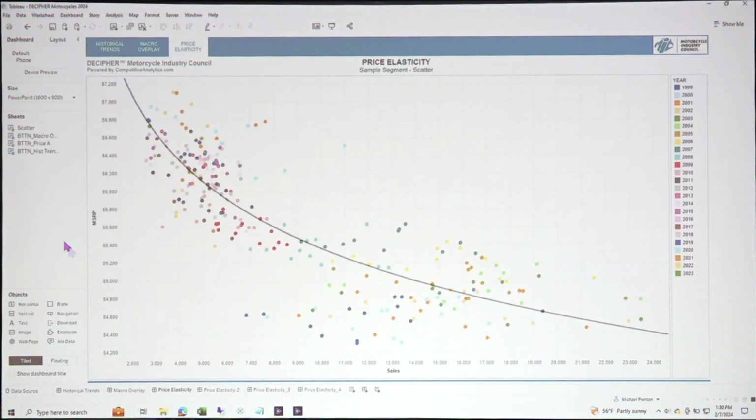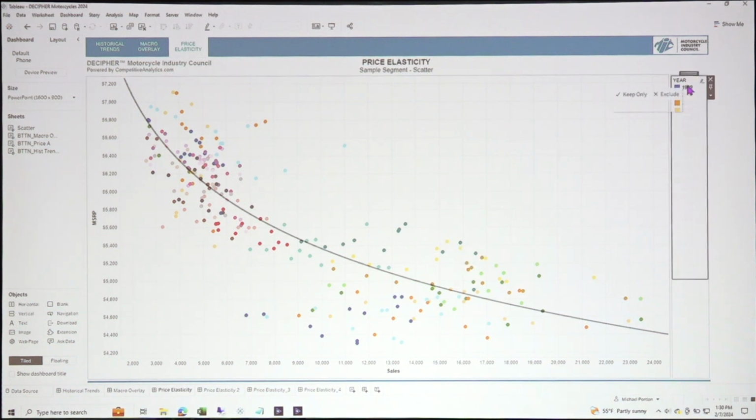Okay. Back to price and quantity. So this is actual data for a specific segment, which I am not allowed to say. You can guess if you want. We have the MSRP on the vertical axis and the sales on the horizontal. And you can see that correlation. It's very tight. Again, there's also seasonality.